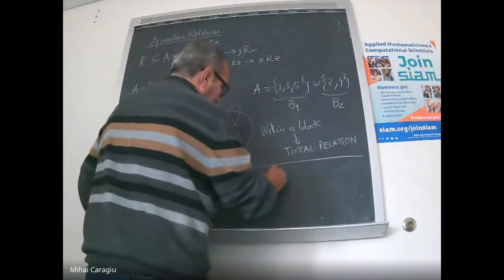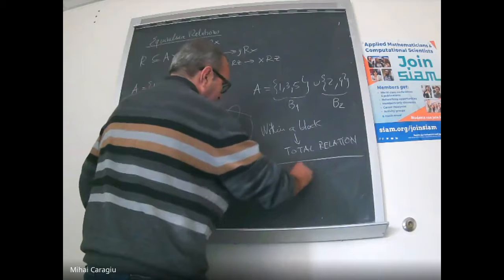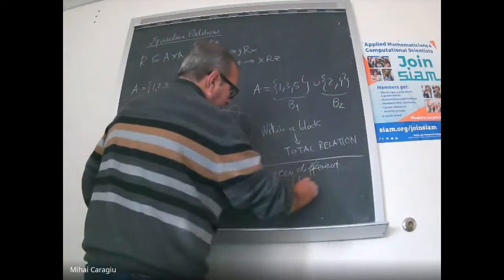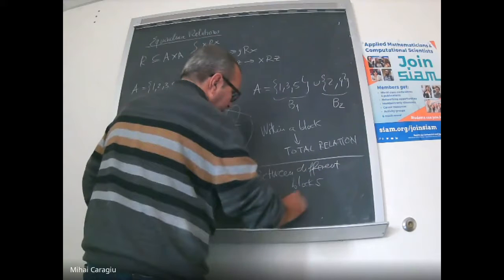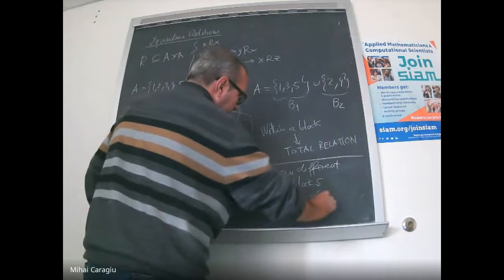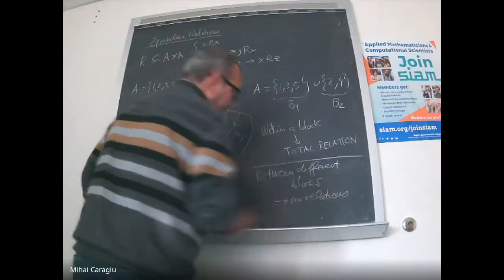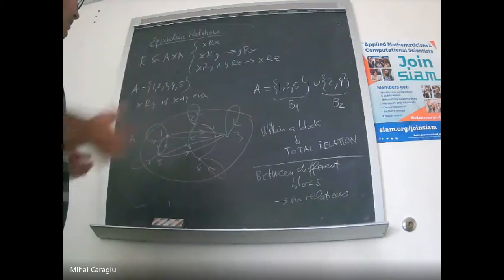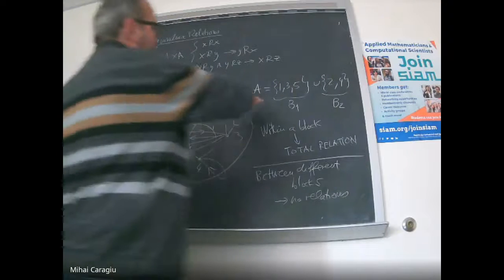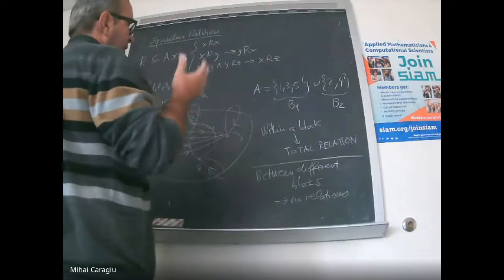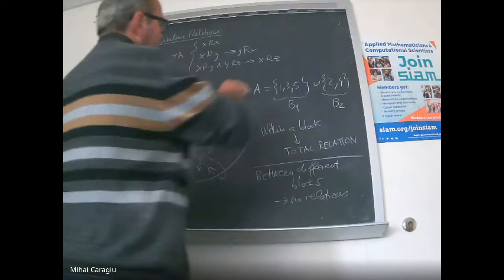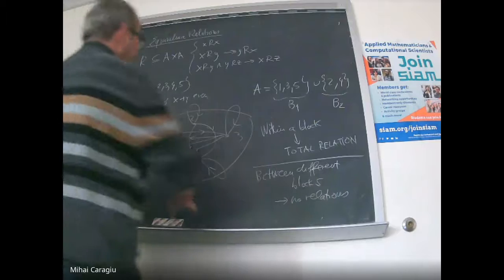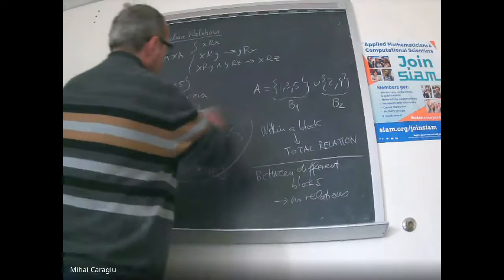So between different blocks, we have no relations. So what we got here is a partition. So, once we have an equivalence relation on the set A, the set A splits into a disjoint union of blocks. That's called a partition. So let's discuss partitions.